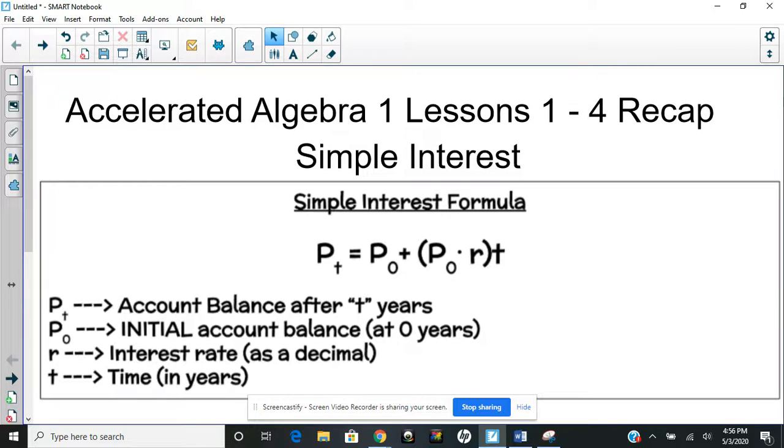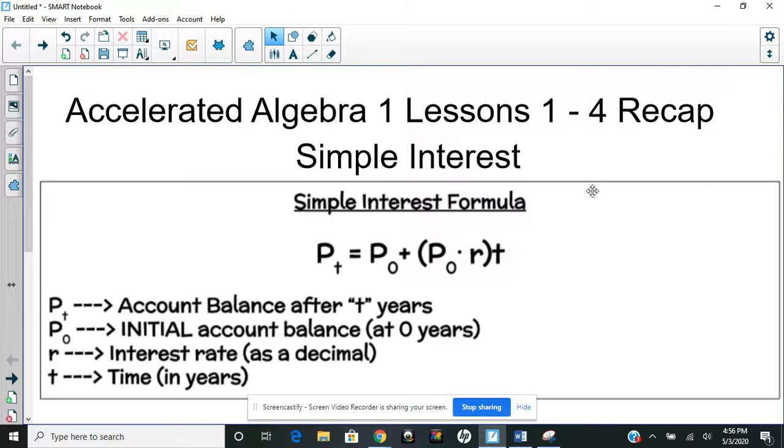What we're going to do today is recap lessons 1 through 4 that we did in the last 2 weeks. I know some of the topics were a little bit difficult for some of us, so we're just going to review those topics, and then we're going to do problems right within the form. So what you'll do is you'll watch this video, and then you'll do the problems for simple interest, and so on throughout all of the topics. Okay, so let's get started.